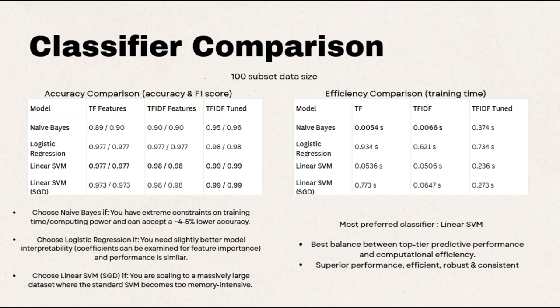For example, you can choose Naive Bayes if you have extreme constraints on training time and computing power, and you can accept a lower accuracy. And you can also choose logistic regression if you need a slightly better model in interpretability, because the coefficients can be examined for feature importance and performance is similar. And you can also choose linear SVM SGD if you are scaling to a massively large data set where the standard SVM becomes too memory intensive.